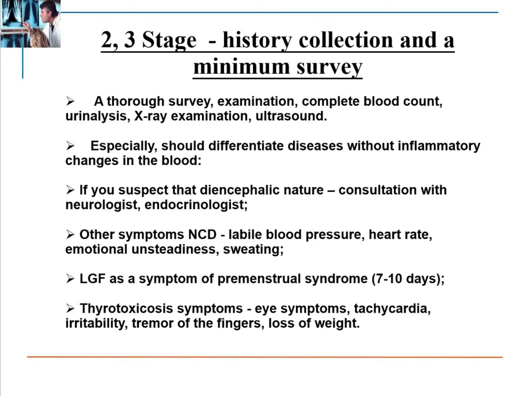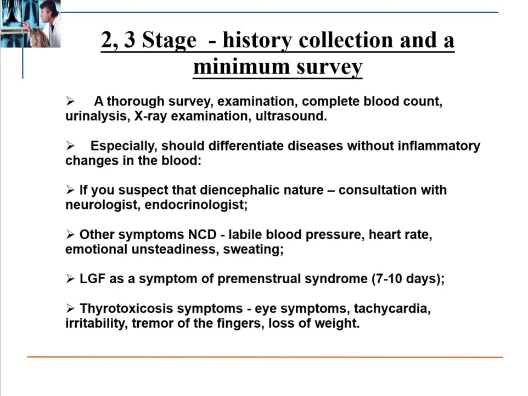If we suspect the encephalic nature, of course, we'll need a consultation of a neurologist and endocrinologist. Other symptoms of neurocirculatory dystonia could be labile blood pressure, abnormal heart rate, emotional unsteadiness, and sweating. Also, low-grade fever could be a symptom of premenstrual syndrome, 7-10 days before menstruation.